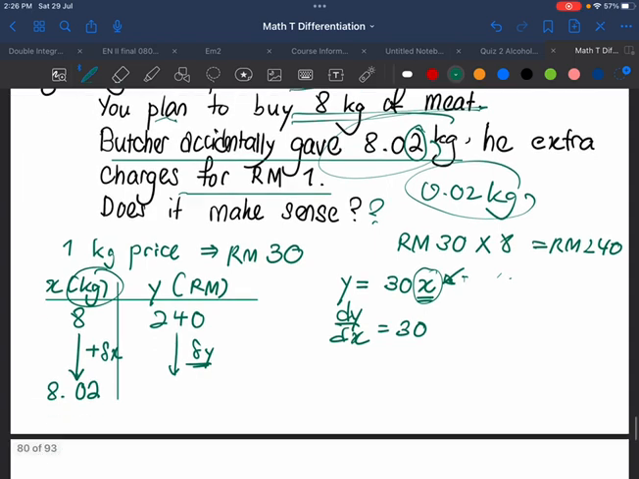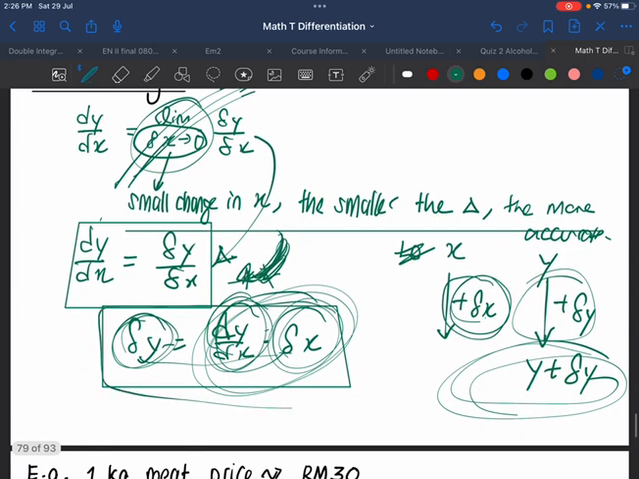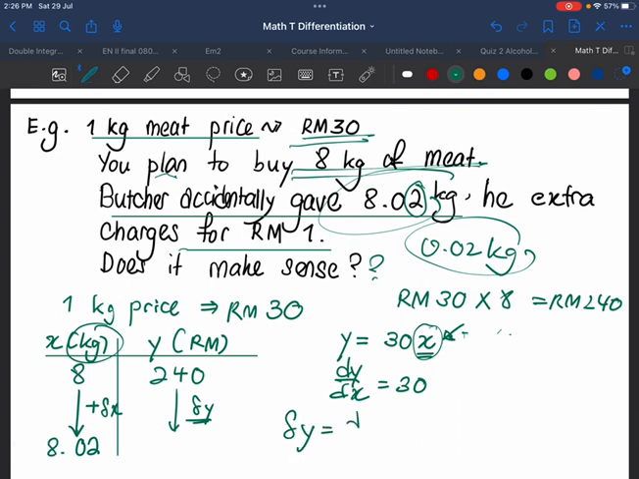So how do you apply the small change formula? The del y equals dy dx times the del x. So how is the del y? Del y equals dy dx times the del x. Our dy dx is 30, and times the del x, which is 0.02. So pressing your calculator, you will get 30 times 0.02, and you will get 0.6 cent.